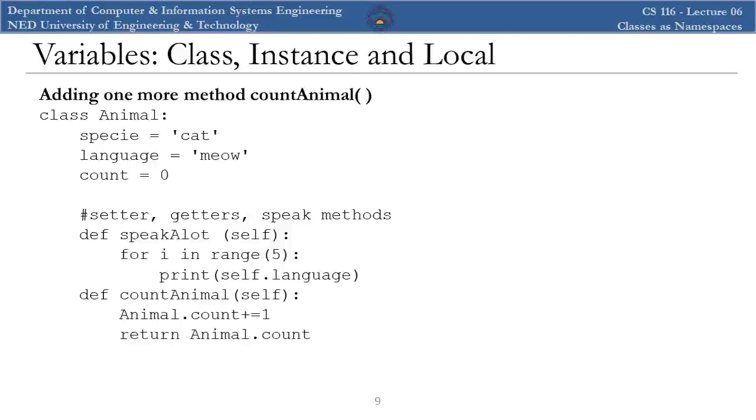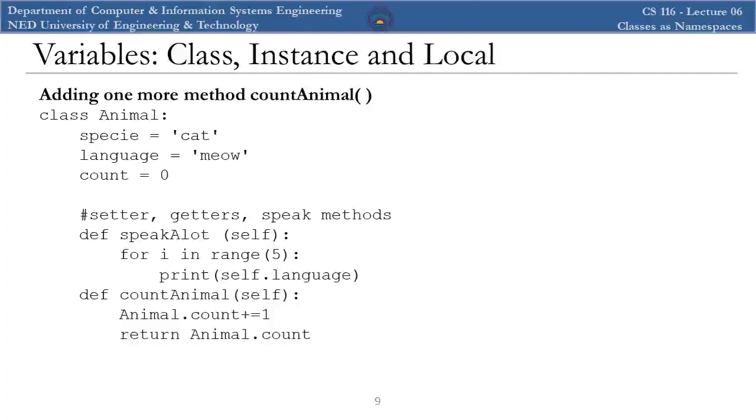Now if you see what this count animal method does, it's simply incrementing that class variable count. And why am I saying that it's a class variable? Because it is accessed with the identifier Animal dot, right? So it will simply increment that count, right?